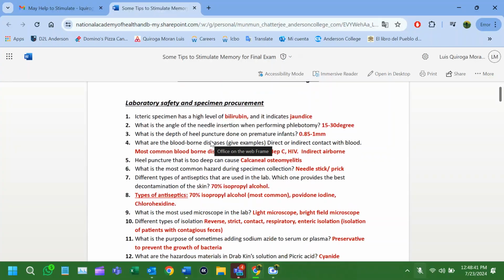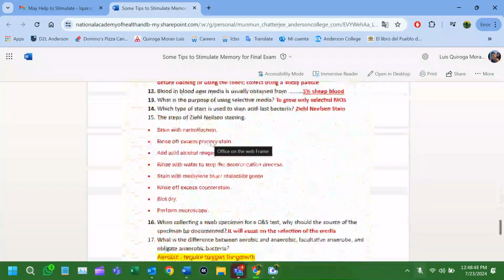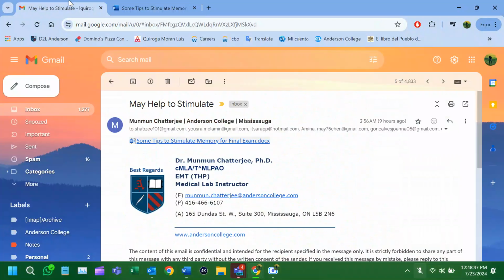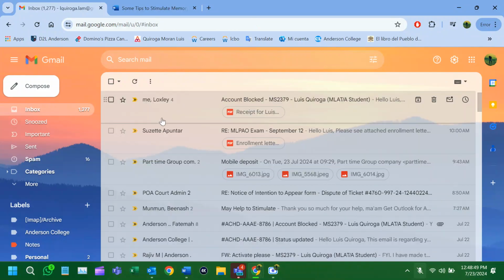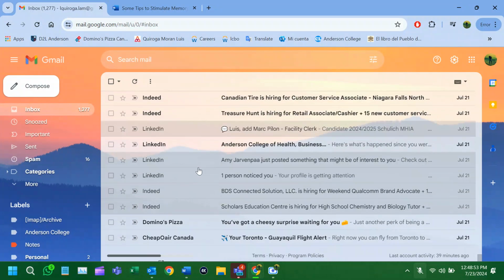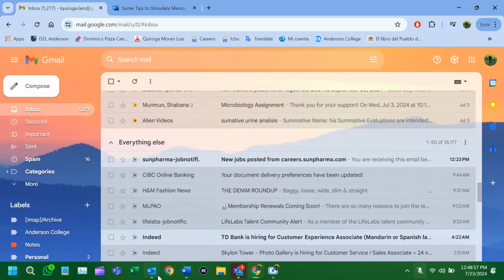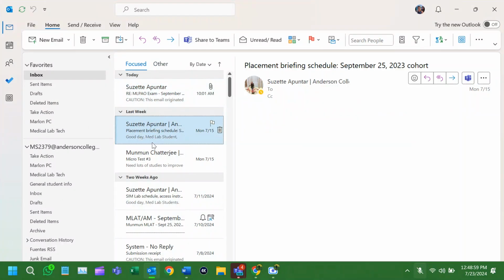Mix gently to resuspend the sediment. Then take out a drop and put it over the slide. Put a cover slip over it. Okay, good. I made you guys too confused, right?